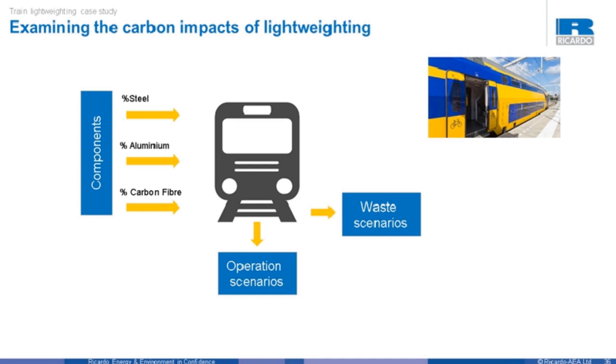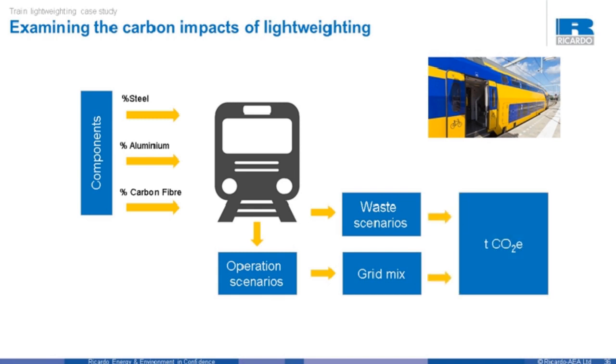Grid options were added to compare the current and projected grid mixes, as well as a 100% renewable scenario. And the outcome of these different scenarios was given in tons of CO2 equivalents. The model also assessed the amount of primary energy consumed.